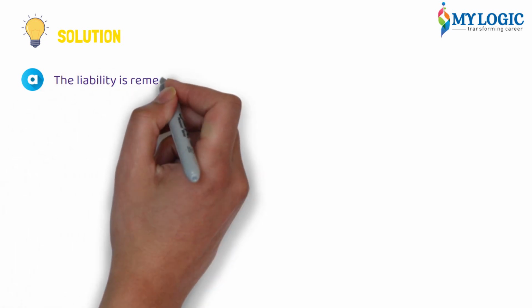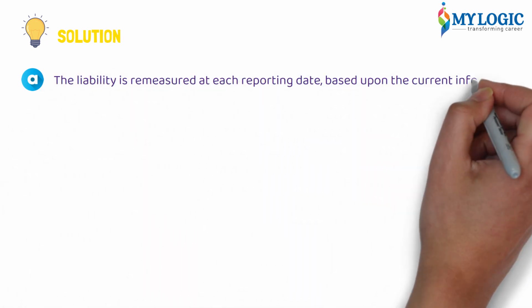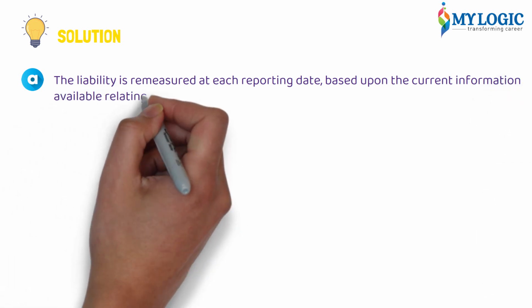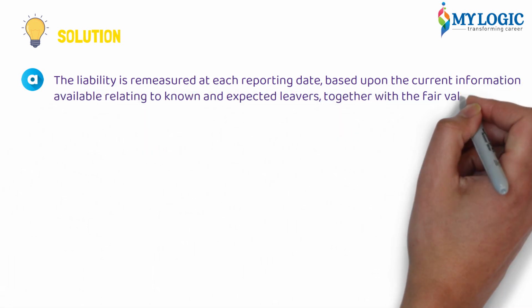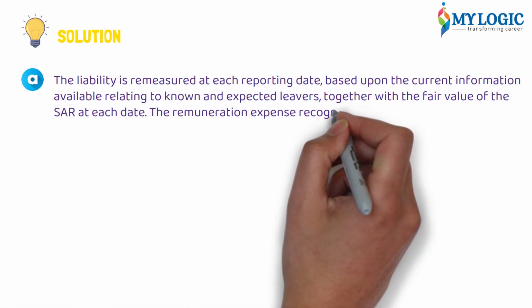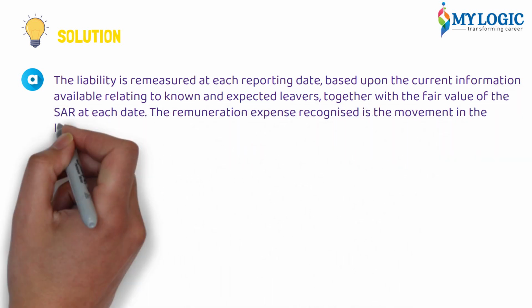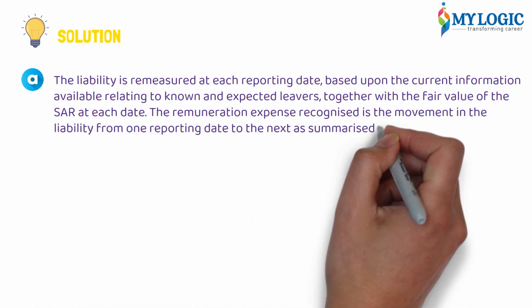Solution. A. The liability is remeasured at each reporting date based upon the current information available relating to known and expected leavers, together with the fair value of the SAR at each date. The remuneration expense recognized is the movement in the liability from one reporting date to the next, as summarized below.